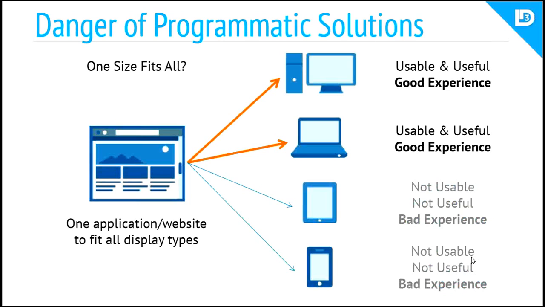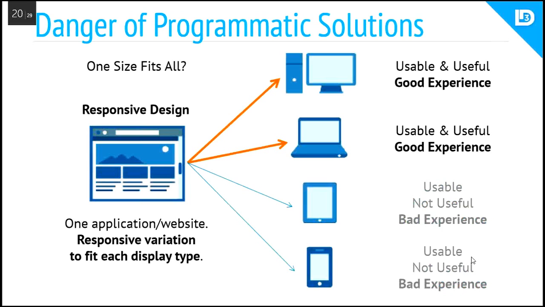So, programmatic solutions as they stand today are a little bit dangerous. One size does not fit all. If I designed an application for a desktop or a laptop, hey, I might have something that is both usable and useful, and my users might have a good experience. Simply translating that to an iPad or somebody else's tablet or a mobile phone, simply squeezing it into the available space, right? Not usable. It's also not useful. It's a bad experience.